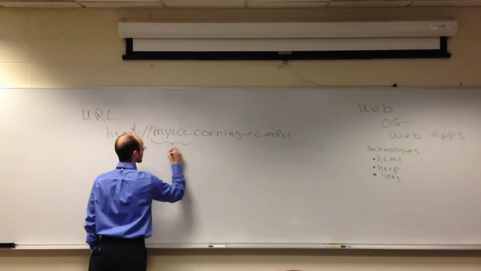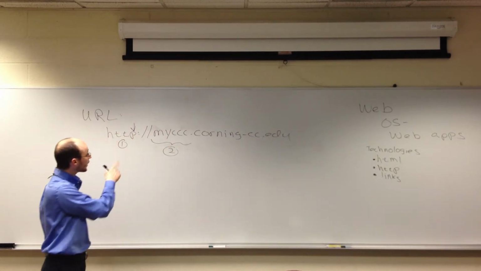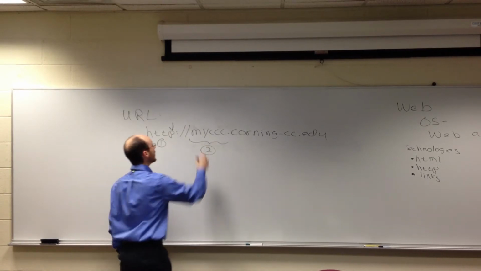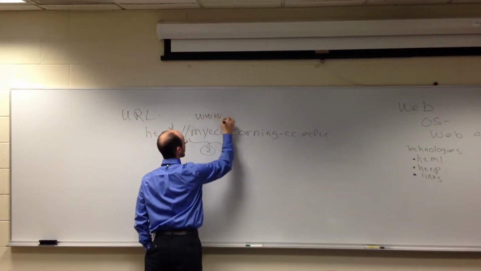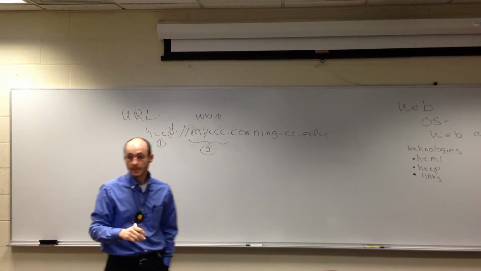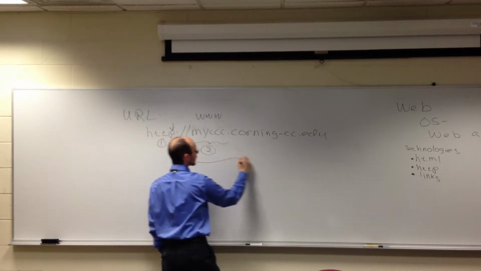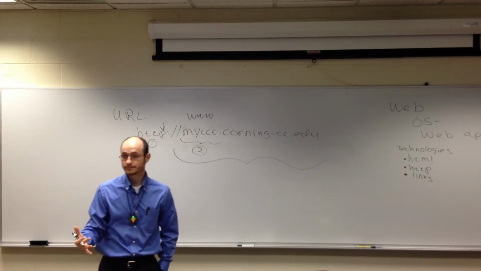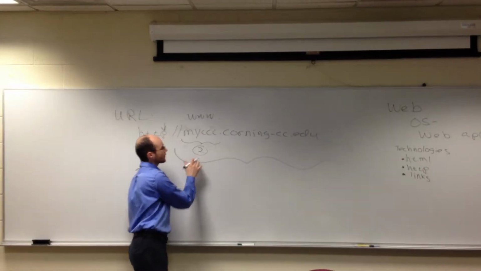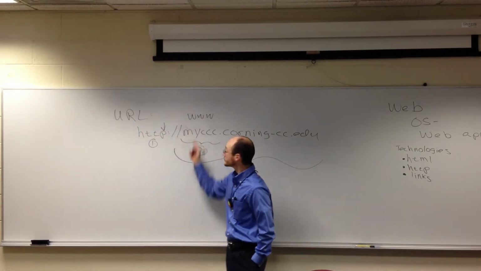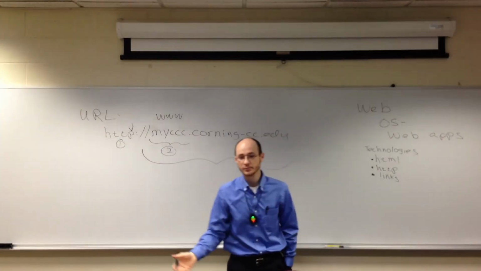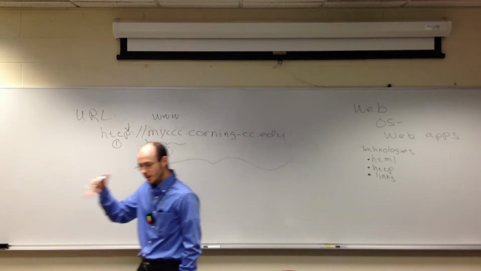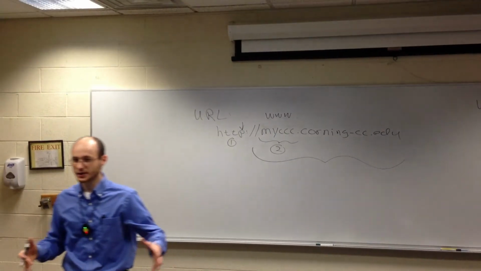What's this part? Now, if you were to go to myccc.corning-cc, you're going to get a different web page than if you were to go to this part. Because remember, this whole thing is considered the domain, but this is like a subpart of that. And they both offer two different types of, it begins with an S. And think about it, when you come up on campus, there are these different departments, like SAS.